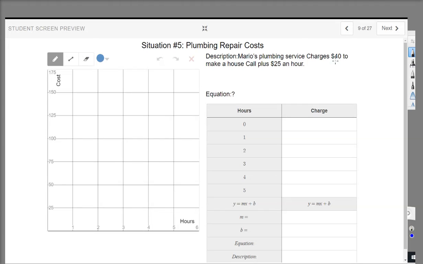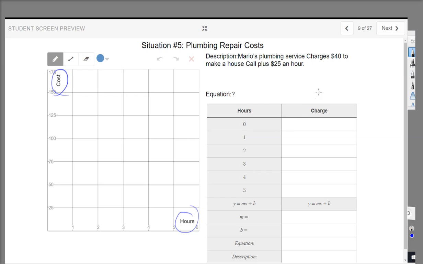All right, we got something similar here. There's no graph, there's no table, so you're going to have to fill that out based on this plumbing repair cost. Depending on how many hours, that's how much it's going to cost you to repair your plumbing when there's a leak in the house. It looks like Mario's Plumbing Services charges 40 bucks to make a house call. So they show up to your house and charge you 40 bucks just to look at your mess of water, and then plus $25 an hour.